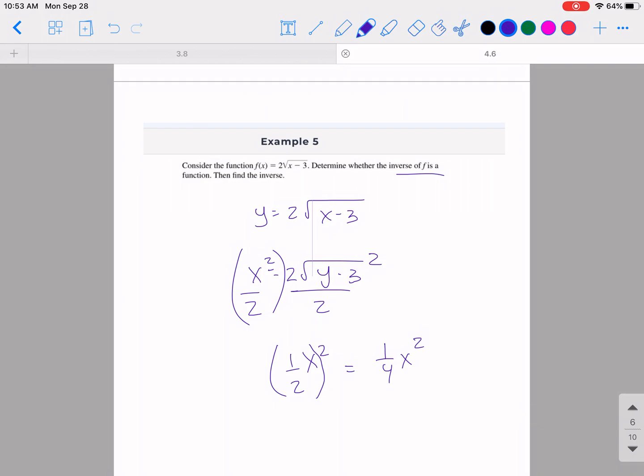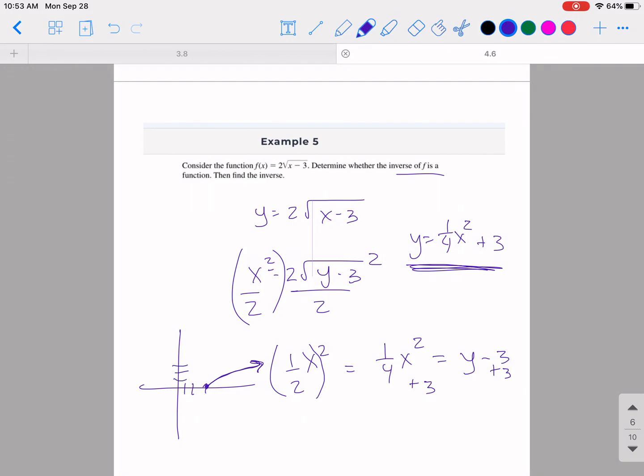Then we'll also need to add 3, because this is equal to y minus 3. So add 3 to both sides, and we'll have y equal to 1/4 x squared plus 3. Now, knowing about 2 square root of x minus 3, when I graph this, I know the minus 3 makes me move to the right 3. So 1, 2, 3, and then I'm coming out like this. My square root is all positive, but this quadratic, x squared plus 3, would be up 1, 2, 3. We know it'd be a quadratic like this.